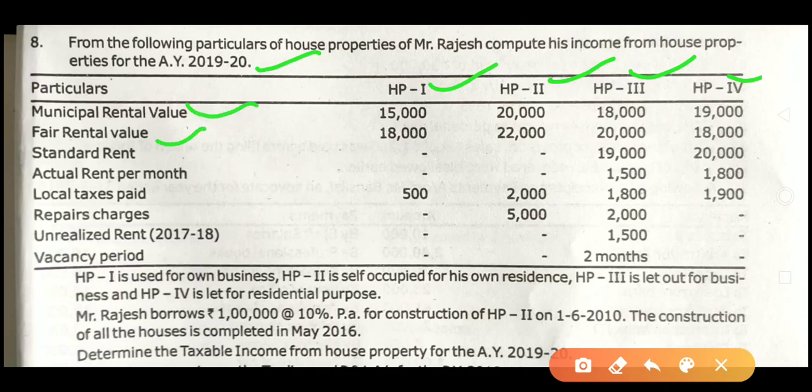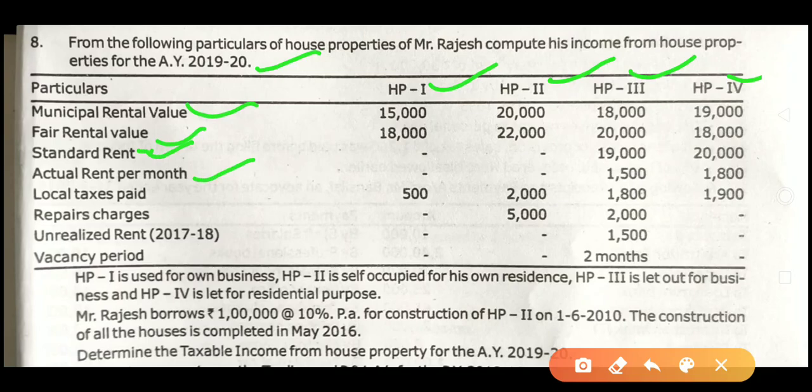These two are to be considered for the calculation of notional rent, and for the calculation of expected rent, standard rent is to be considered. Actual rent is to be considered while calculating the actual rent. That is, actual rent per month is given in this question. So if a monthly basis is given, you have to multiply with 12, then you will get an annual rent.